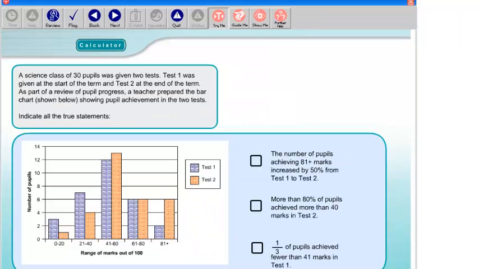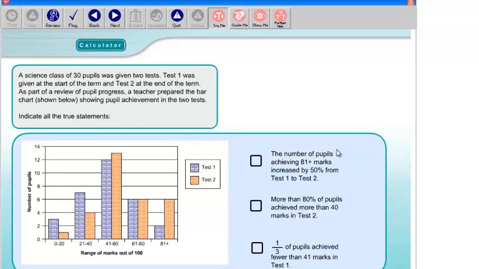Question 14, we've got a bar chart. The question says we have a science class of 30 pupils. We're given 2 tests, test 1 at the start of term and test 2 at the end. As part of a review of the pupils' progress, the teacher prepared the bar chart below showing achievement in the 2 tests. So we've only got to indicate the true statements.